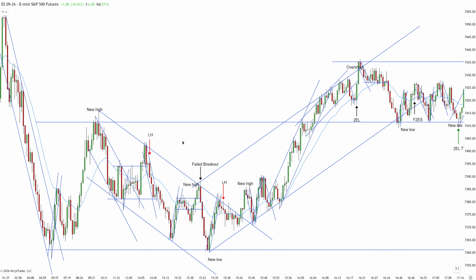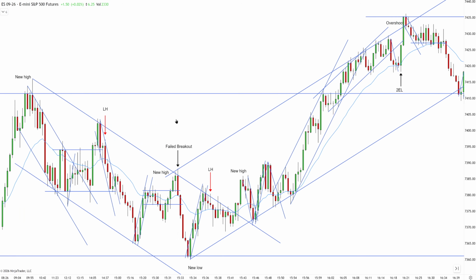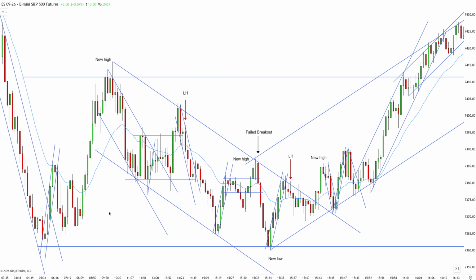Alright, so this is the overall structure for today. We started with a couple of good trades while the downtrend needed a new low, a lower high right here. You even have a good second entry short off the lower high. Both work for a significant scalp, but it's a little bit too early. If you are trading around this time, decent trades to consider.